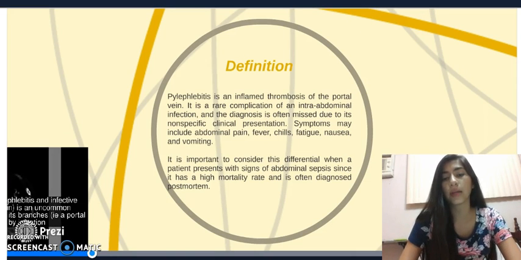It is a rare complication of an intra-abdominal infection, and the diagnosis is often missed due to its non-specific clinical presentation. Symptoms may include abdominal pain, fever, chills, fatigue, nausea, and vomiting. It is important to consider this differential when a patient presents with signs of abdominal sepsis, since it has a high mortality rate and is often diagnosed post-mortem.